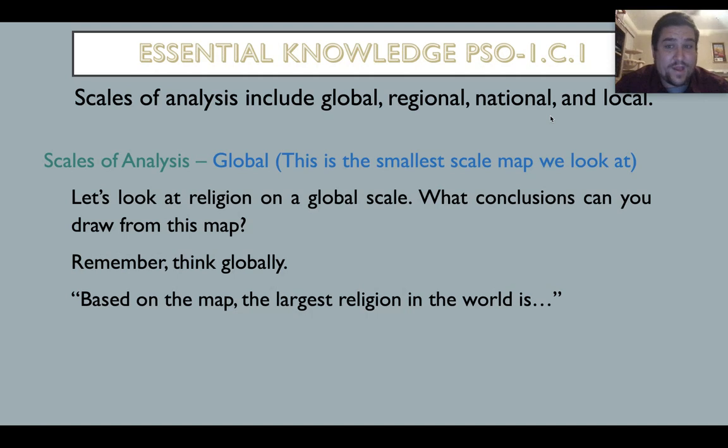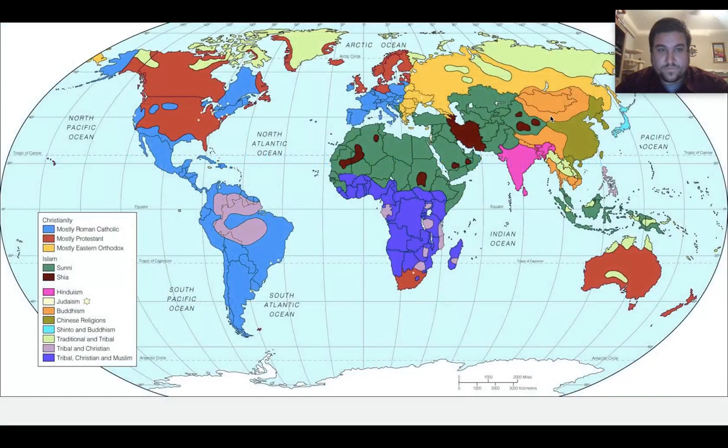So the first one we're going to look at is global. Remember, small scale means we're looking at a ton of data. So global is the smallest scale map we'll look at, and every map from there gets larger and larger in scale. So this is a global map of religion. So the scale here is global. We're looking at the entire globe. And then from this, we start doing analysis.